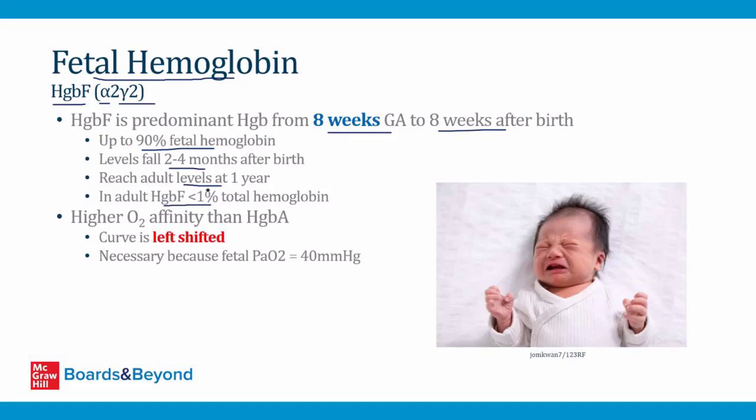But the reason babies in utero have so much hemoglobin F is because hemoglobin F has a much higher oxygen affinity compared to adult hemoglobin, hemoglobin A. The dissociation curve for hemoglobin F is left shifted, and that's a good thing because the PaO2 in the baby is only 40. Remember, the baby doesn't have lungs, it's not breathing air, it has to get oxygen from the placenta, and that leads to a relatively low PaO2 of 40. So if not for this left shift, very little oxygen would be present in the bloodstream of the baby.